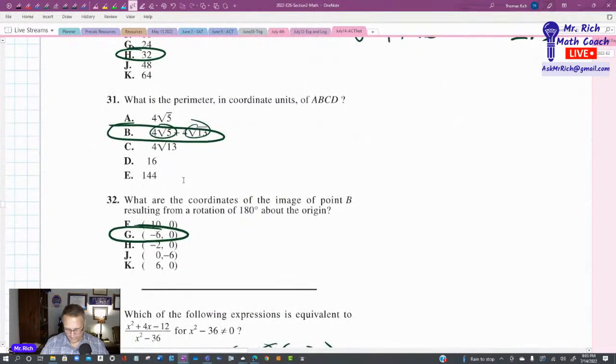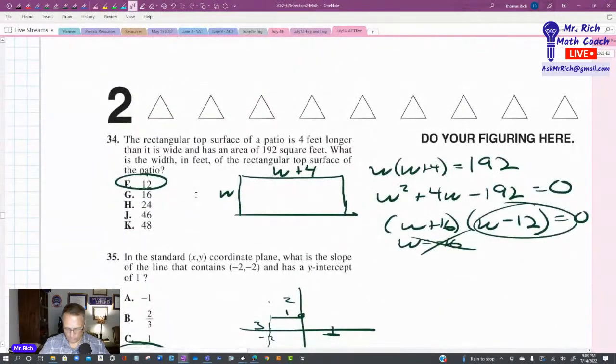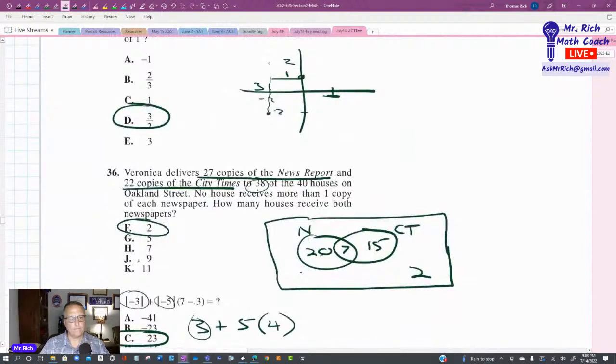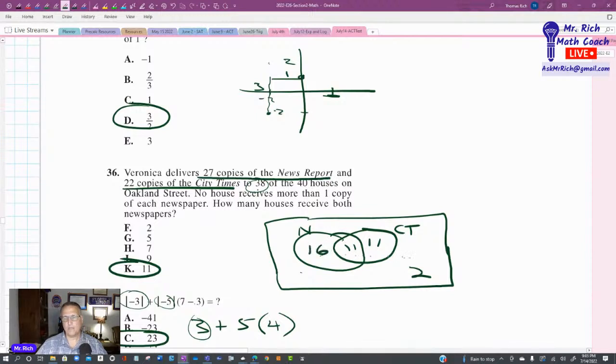Let's start back up here at 31. Okay, BGB. Okay, 34. FDK, FDK 11. Okay, let's stop right here. Let's see if I just needed to stick with it. If that's 11, that's going to make that 11 because there's 22 City Times. If that's 11, that's going to make this 16. So 22, yeah, that's it. So 11 was the answer.